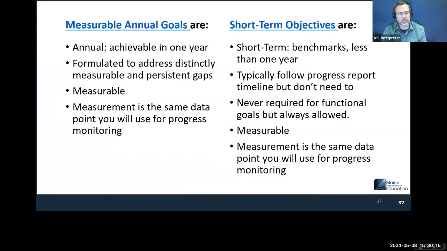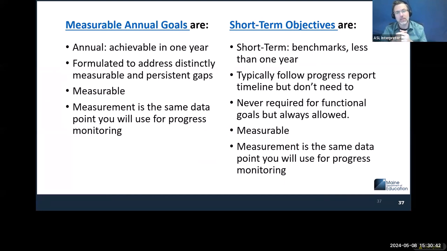And here we're going to talk about some goals and objectives. And this is why I said no to your question when you asked about that. So goals are annual. They are achievable in 1 year. They're formulated to address distinctly measurable and persistent skill gaps. They need to be measurable. And the measurement is the same data point that you use for progress monitoring.